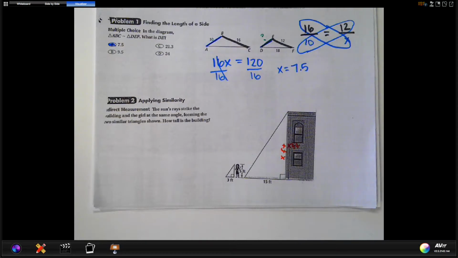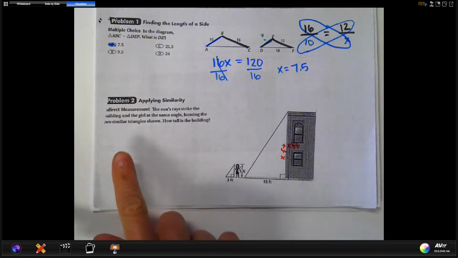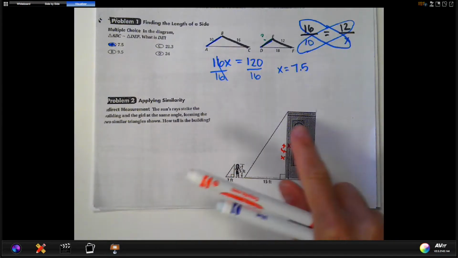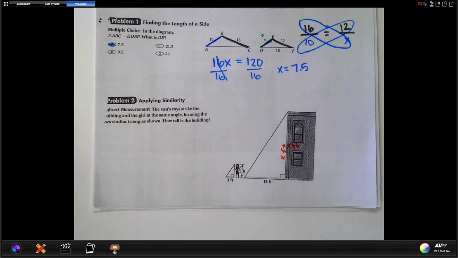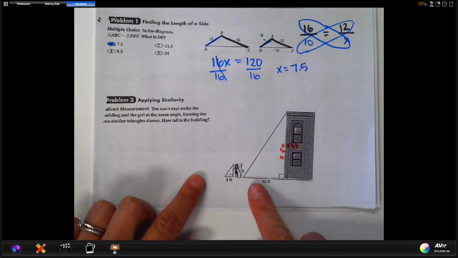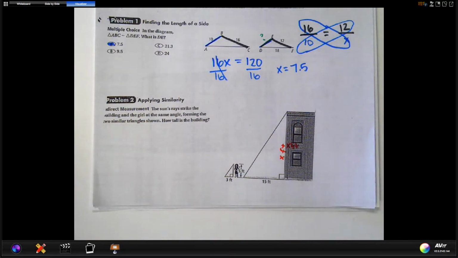And you can do that using shadows. So the sun rays strike the building and the girl at the same angle. So if the rays are going at the same angle, then your shadow should be similar, right? So you're going to have two, they really form like a triangle. How tall is the building? So what you do is you use the shadows, you can measure those shadows and the height of the person that you know to figure out the height of the building without actually directly measuring it.